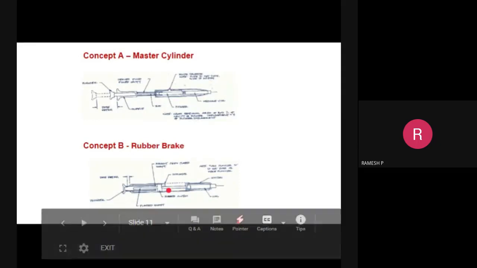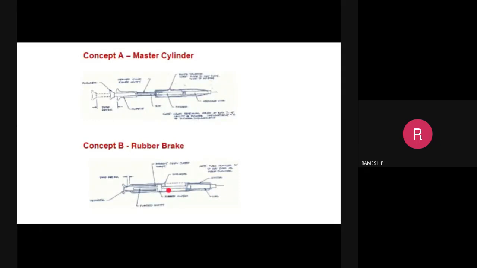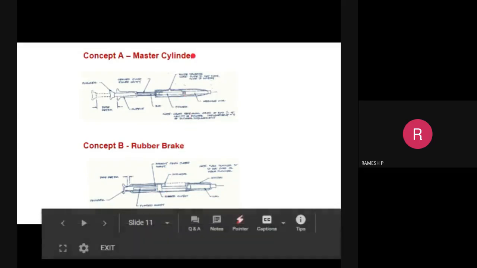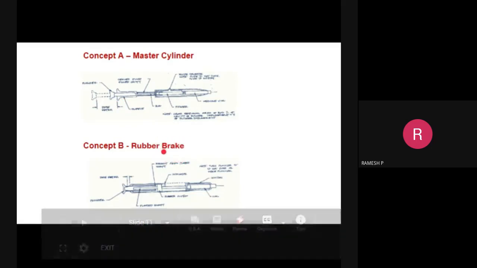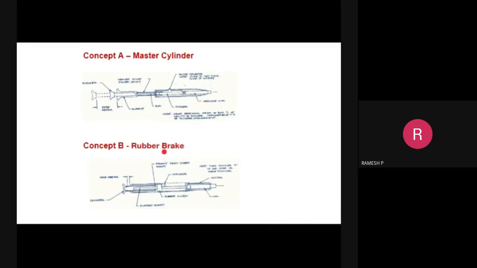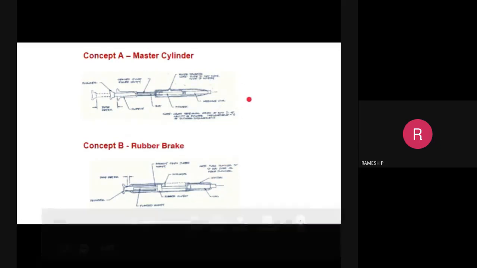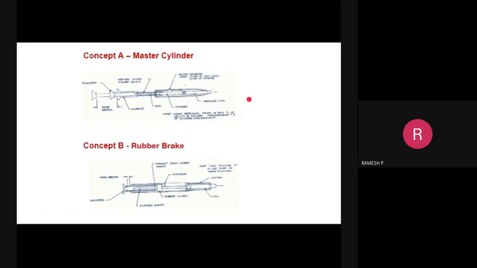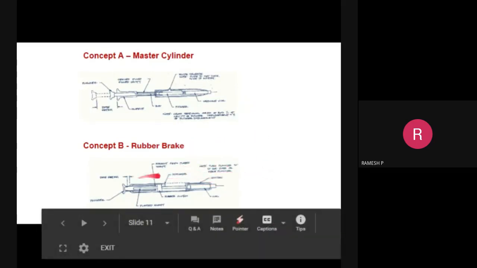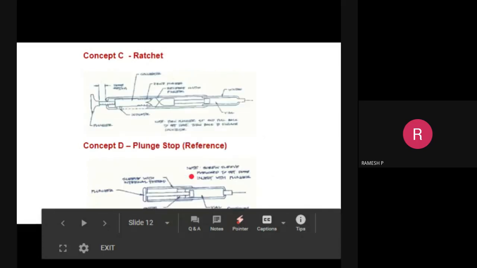We don't want to go into in-depth detail, just some understanding: concept A is related with the master cylinder, concept B is related with the rubber brake. I just need to signify how each concept varies. Meanwhile, the corresponding outcome of such a part or product is similar. Here also, the dose is set by the overall length of the stroke. Now we will see some other concept.